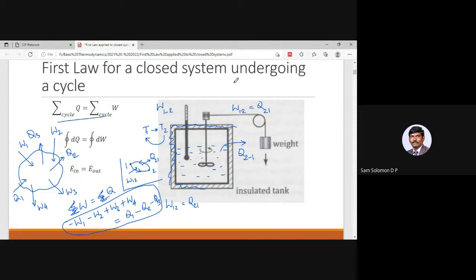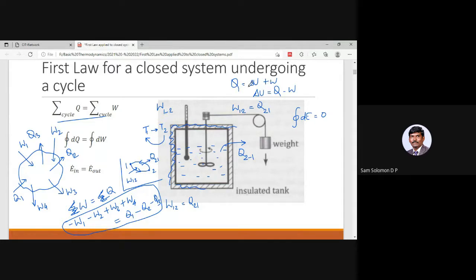And all you guys are telling Q is equal to delta U plus W or delta E plus W. You are saying delta U is equal to Q minus W. At the end of the class, we saw that cyclic integral of dE is equal to 0. So for any cycle, the net change in internal energy will be 0, which means for a cycle, delta U will be 0. So summation of Q will be summation of W.